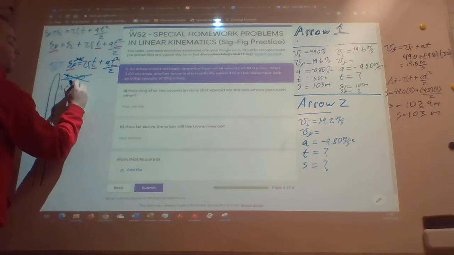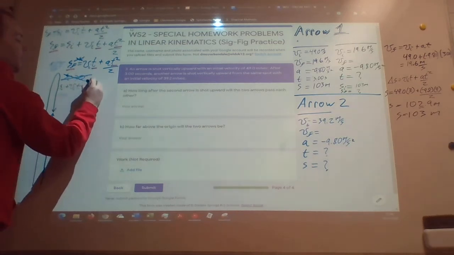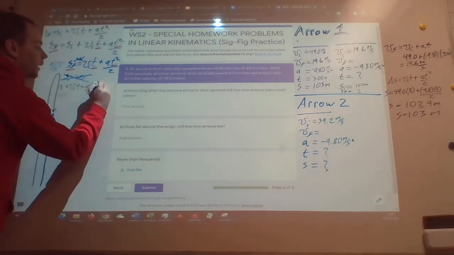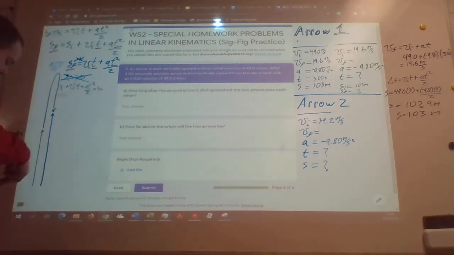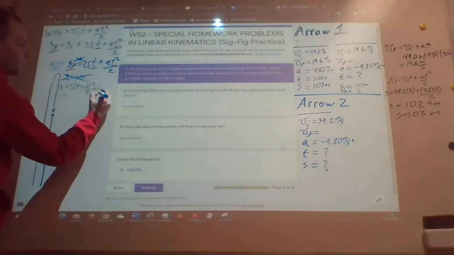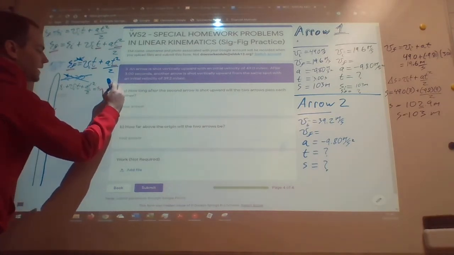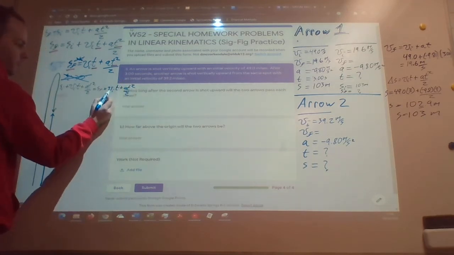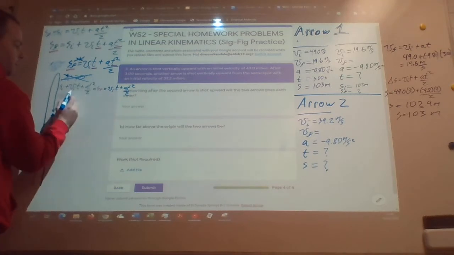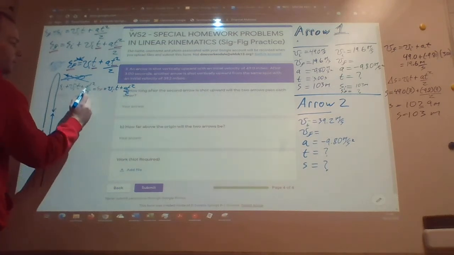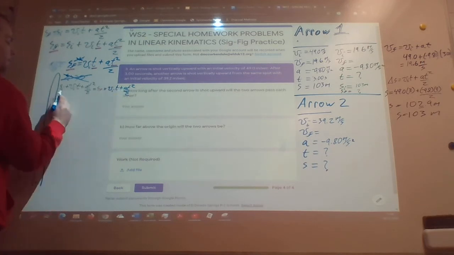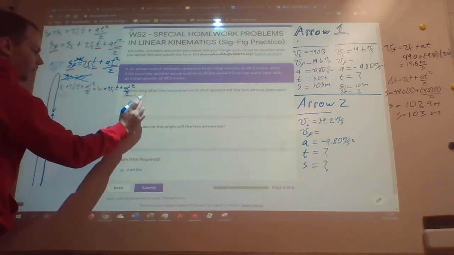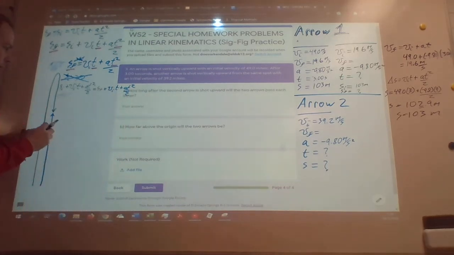SI plus VIT plus AT squared over 2 is equal to SF, which we do not know, which is equal to VIT plus AT squared over 2, where this is the initial velocity of the second arrow, this is the initial velocity of the first arrow, this is the acceleration, which is the same for both, and this is the initial height of the first arrow. We can drop this, and if we divide this entire equation by t, we can get rid of a couple of things.